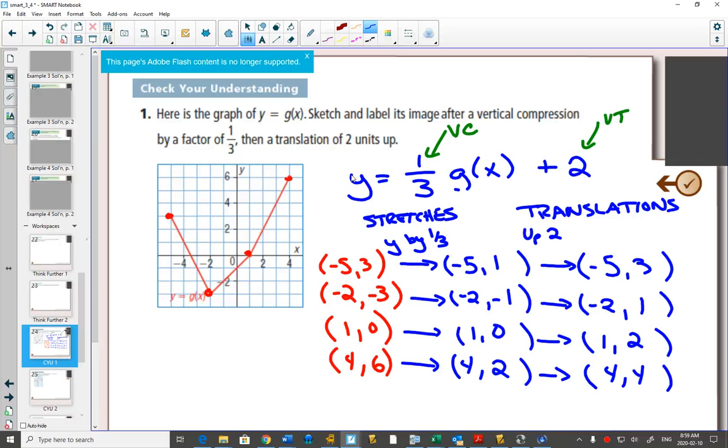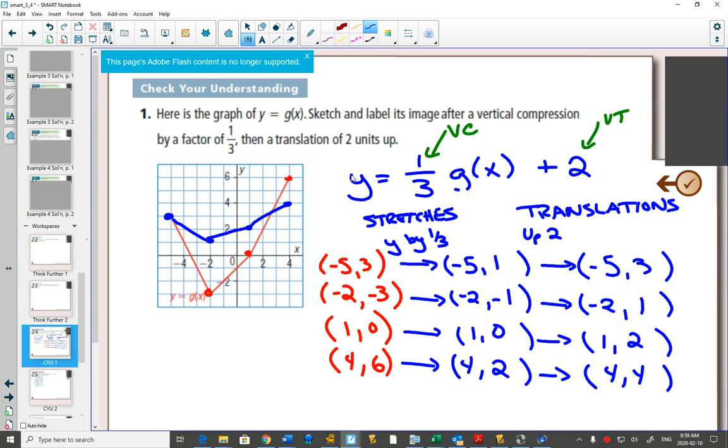So now we have 4 new points: -5, 3. Well, that's in the same spot. -2, 1 is there. 1, 2, and 4, 4. Play connect the dot.